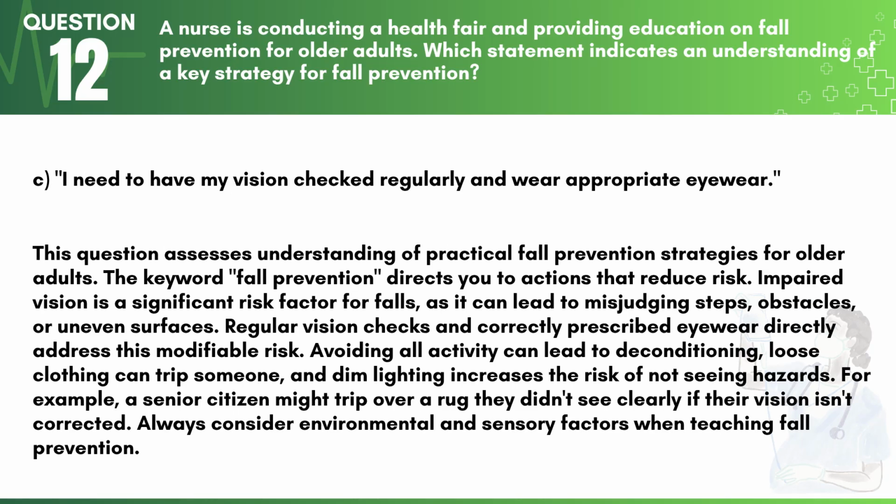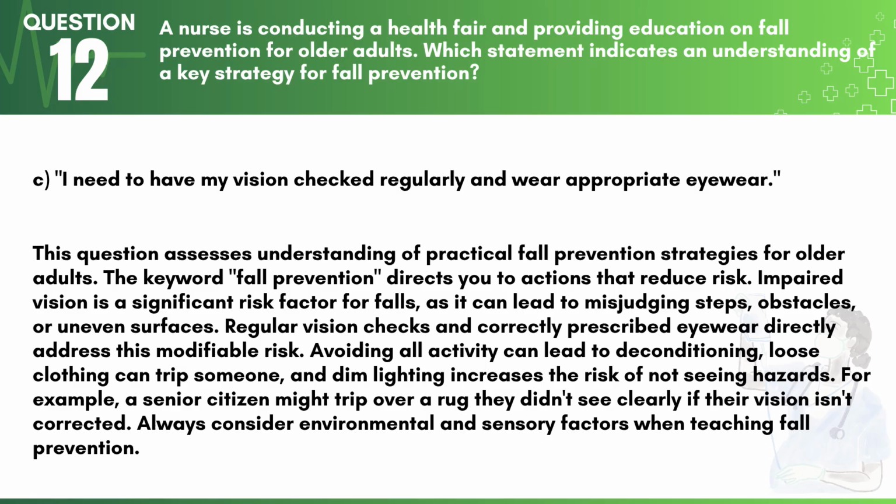Answer: C. I need to have my vision checked regularly and wear appropriate eyewear. This question assesses understanding of practical fall prevention strategies for older adults. The keyword, fall prevention, directs you to actions that reduce risk. Impaired vision is a significant risk factor for falls, as it can lead to misjudging steps, obstacles, or uneven surfaces. Regular vision checks and correctly prescribed eyewear directly address this modifiable risk.